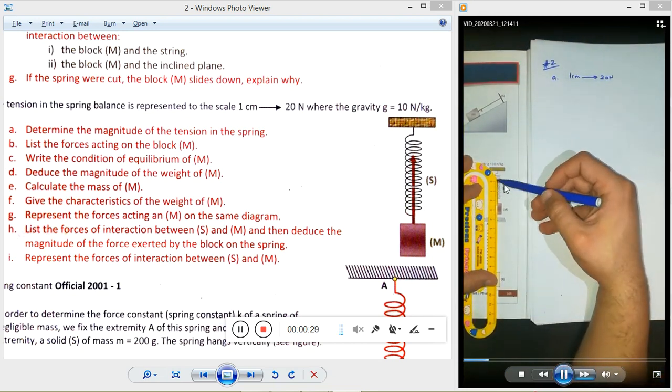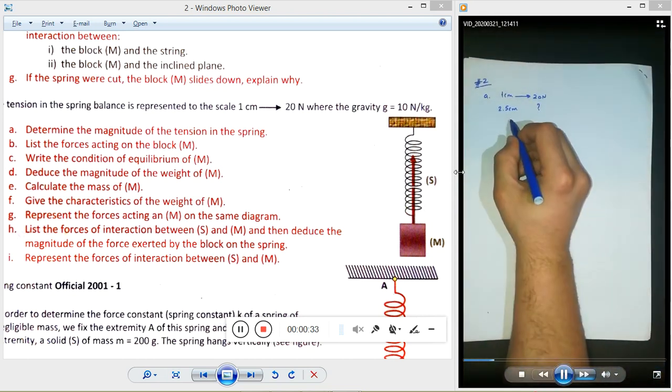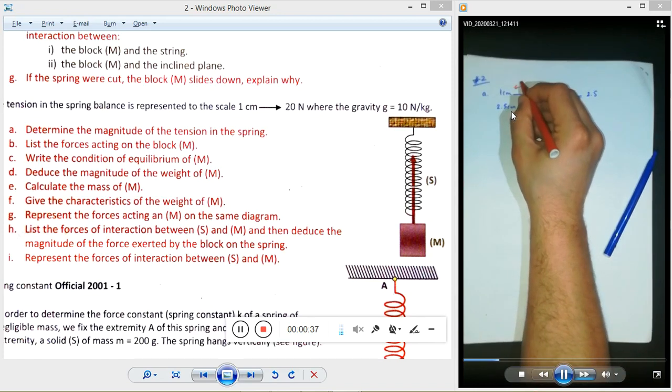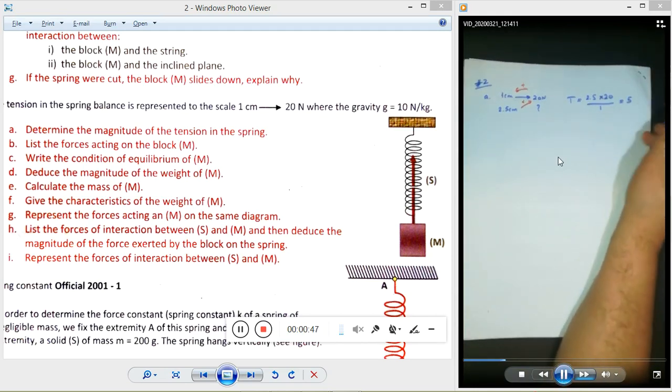We use the ruler. Here I used my daughter's ruler. It's 2.5 centimeters. To calculate the tension, we make the cross multiplication. We multiply 2.5 by 20 and divide by 1. And so the tension here is 5 newtons.